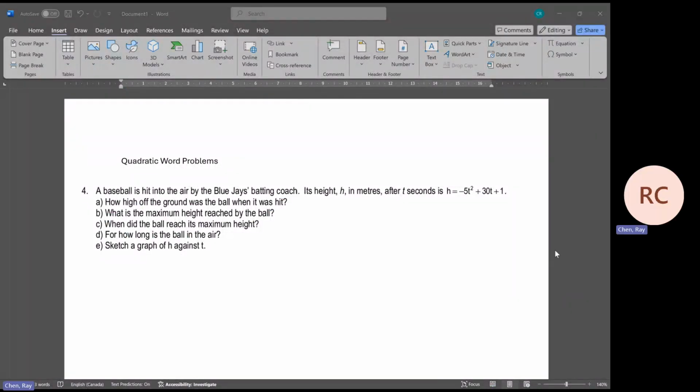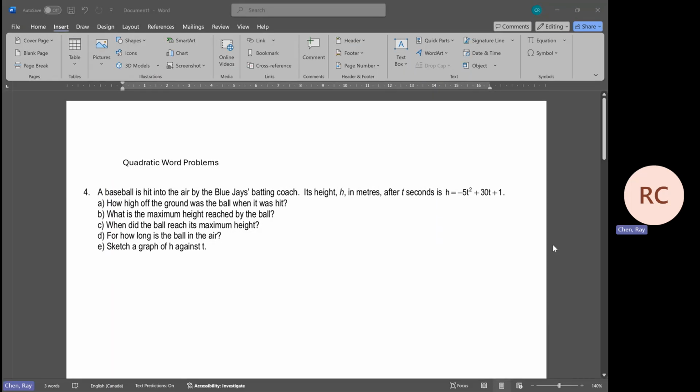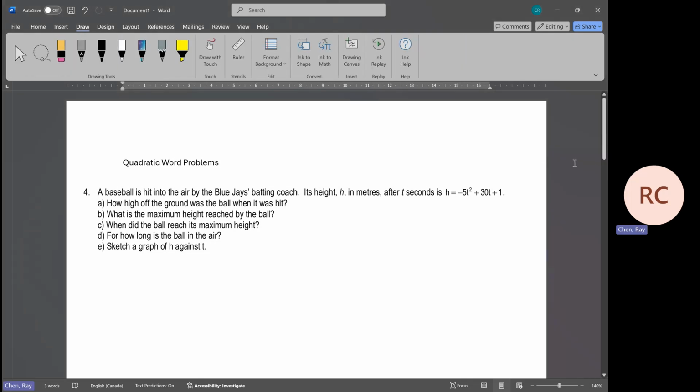So what we have is a baseball question. Pause the video if you'd like to record yourself. Try it yourself, sorry. And clearly this question is a projectile type question. This question says a baseball is hit into the air by the Blue Jays batting coach. Its height h in meters after t seconds is h equals negative 5t squared plus 30t plus 1. So first question is, how high off the ground was the ball when it was hit?